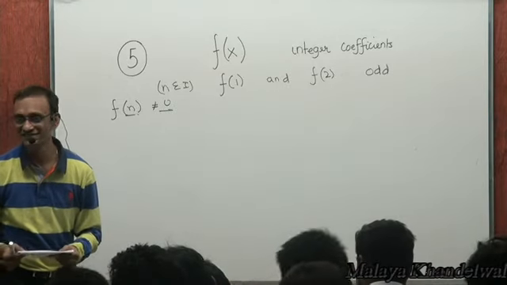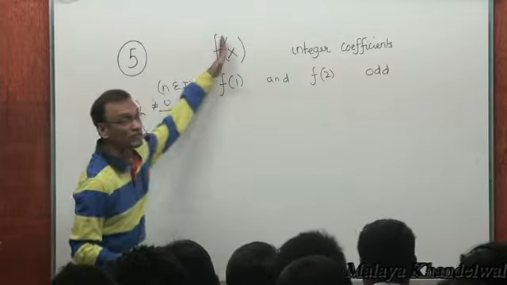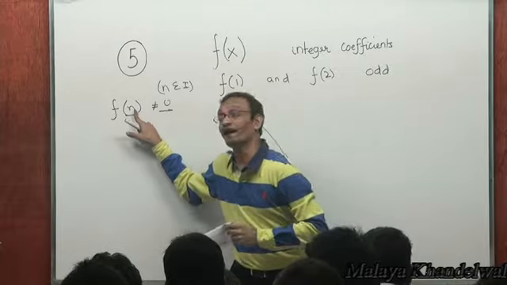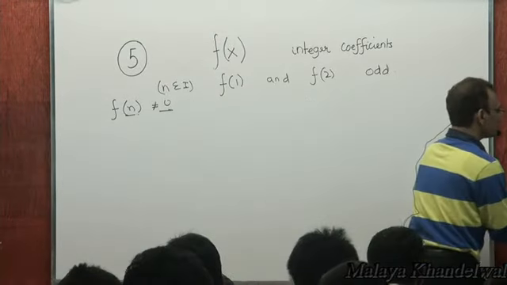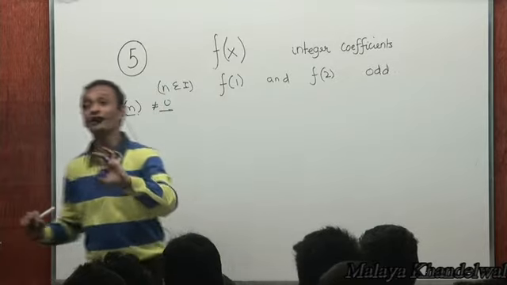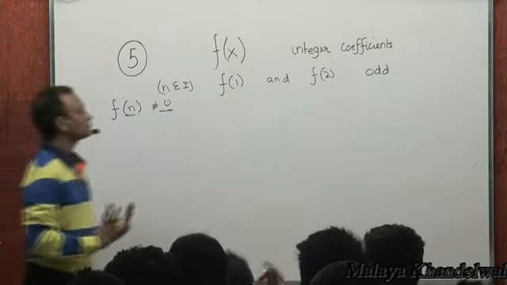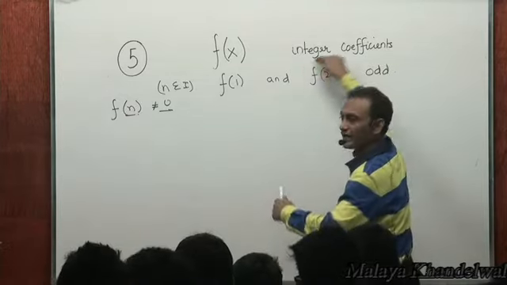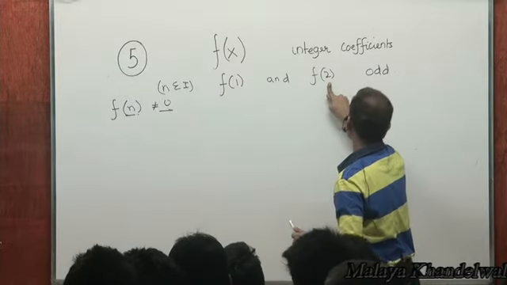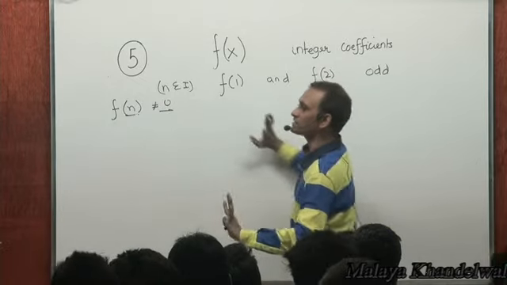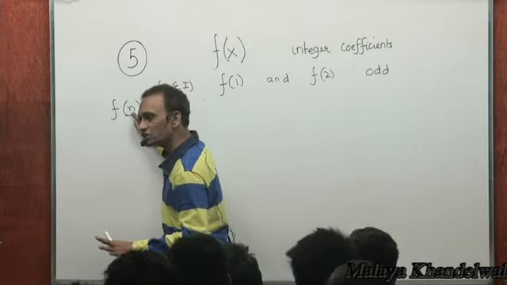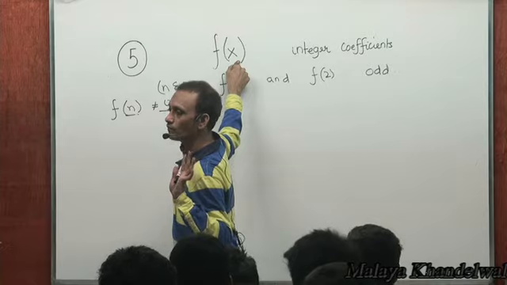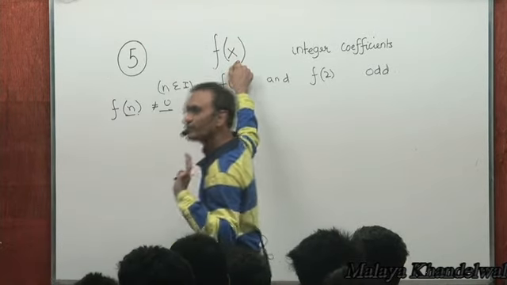This is what we want to prove: that if f(x) has integer coefficients and f(1) and f(2) are odd numbers, then f(x) cannot be 0 for an integer value n. Suppose f(x) becomes 0 for an integer n. Did you understand that f(x) has integer coefficients? The values of f(x) at x equal to 1 and at x equal to 2 are odd numbers. We want to prove that f(x) cannot be 0 when x is an integer. That means the value of this function at x equal to an integer cannot be 0. Didn't understand this? Okay.